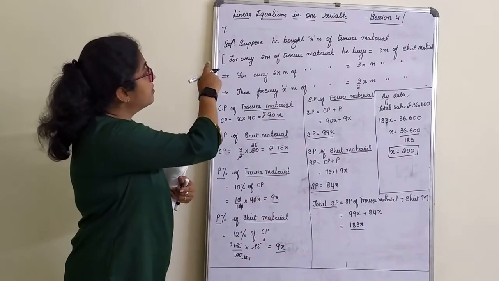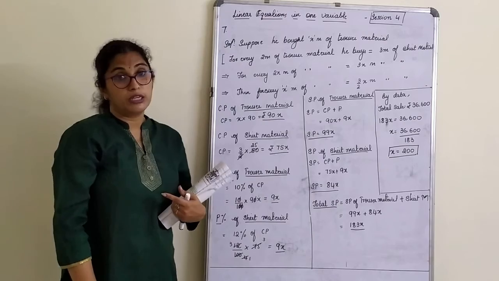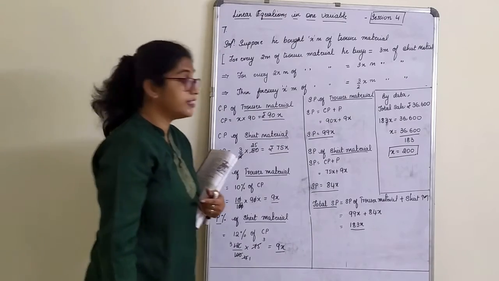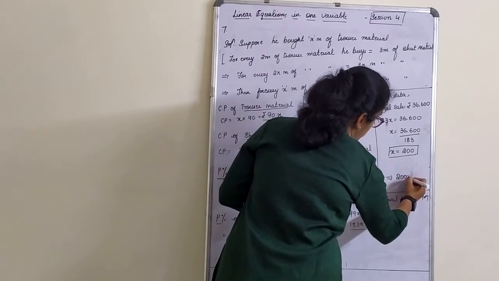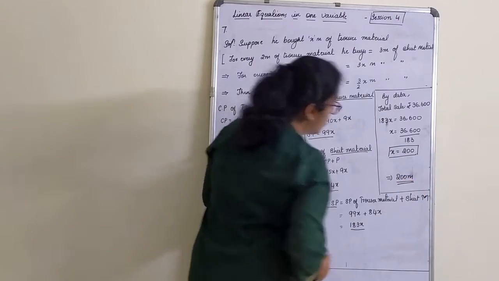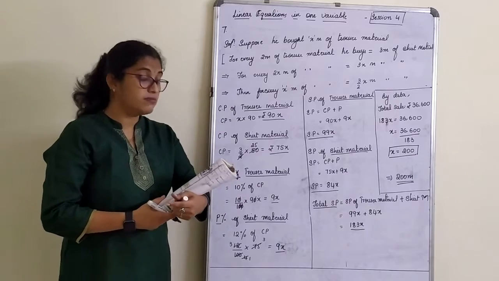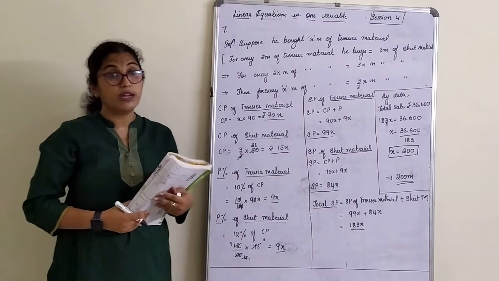So the trouser material bought by Hassan is 200 meter. Please give the conclusion here. I don't have any space to write, so I'll just write here 200 meter. That means the trouser material bought by him is 200 meter.